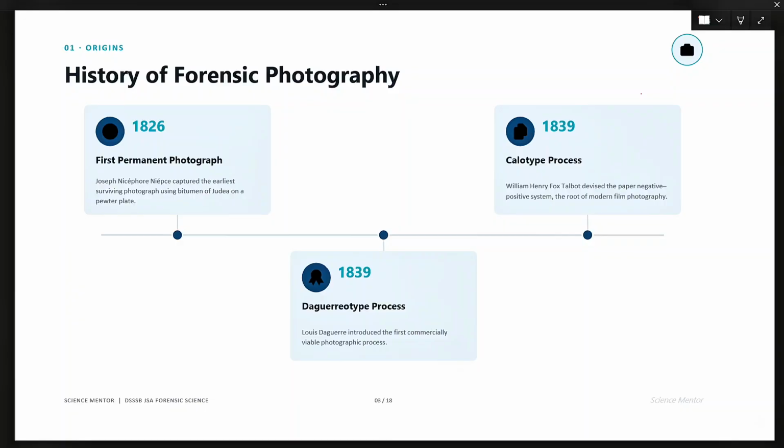Now think about the problem. One officer may draw the room differently, another officer may forget the exact position of the weapon, the witness may remember the color of the shirt incorrectly. Human memory is not perfect, okay? So this is why investigators needed something that could record the scene exactly. Here forensic photography solves the problem.